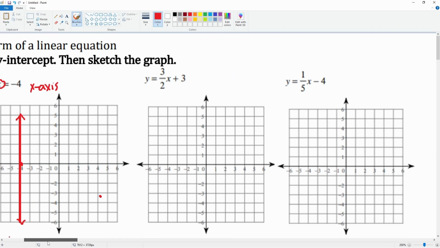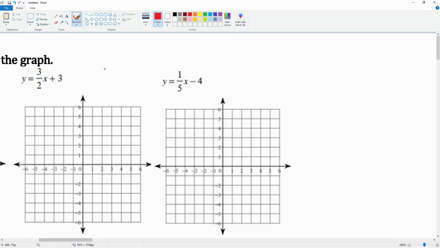Right, let's do the next one. This one is in y equals mx plus b for sure. We see that the m here is right here, 3 over 2. So m is equal to 3 over 2. And the y-intercept is right here. So b equals 3. As a point, this is (0, 3). So we can put the dot here at (0, 3).